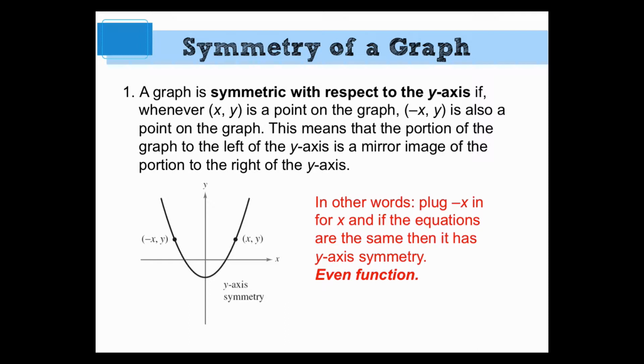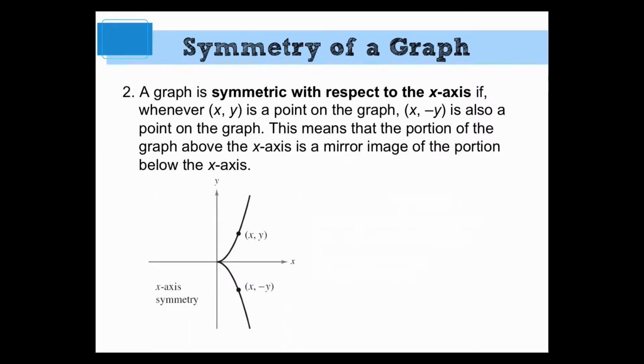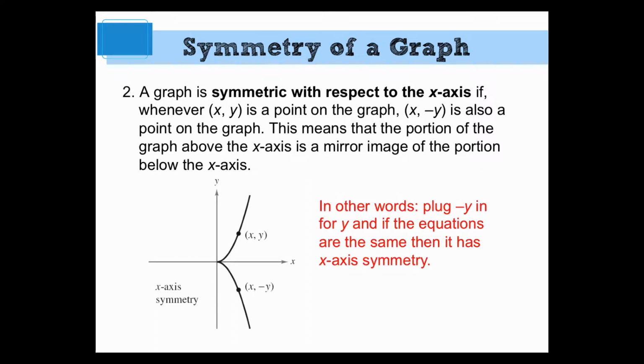And again, I'll take you through some examples when we get done talking about all of them. Second one is reflective or symmetric about the x-axis. Process is the same, we just look at the different variable. Instead of plugging negative x in for x, we plug negative y in for y. And then again, check to make sure that they are equivalent expressions.